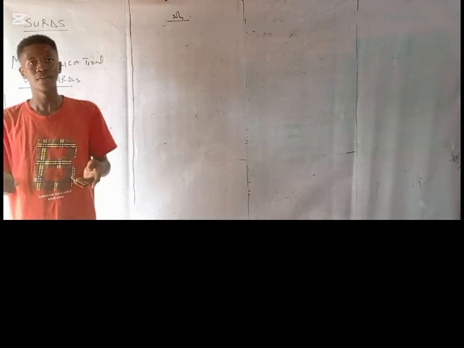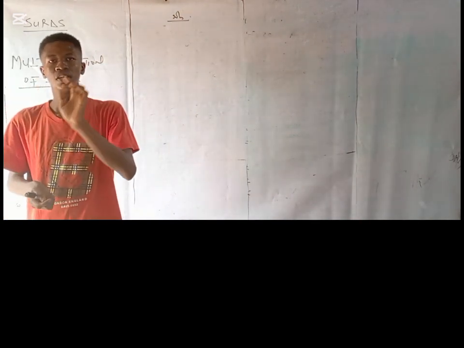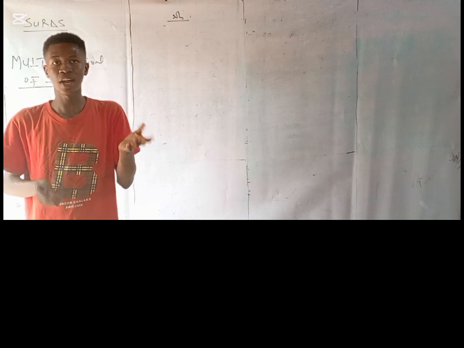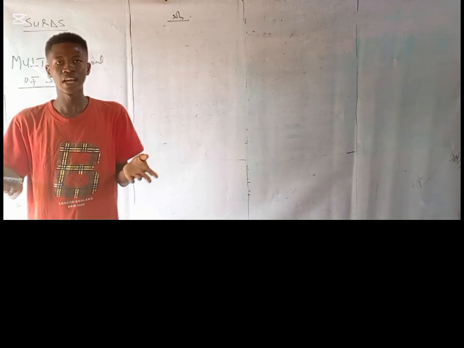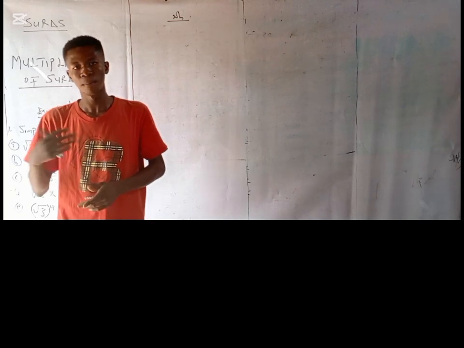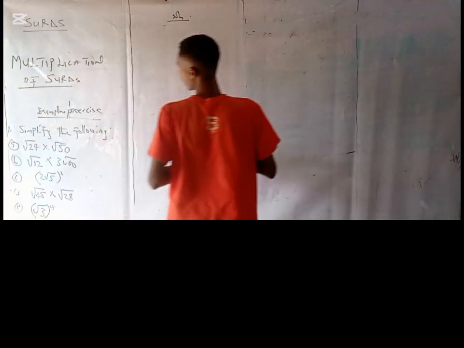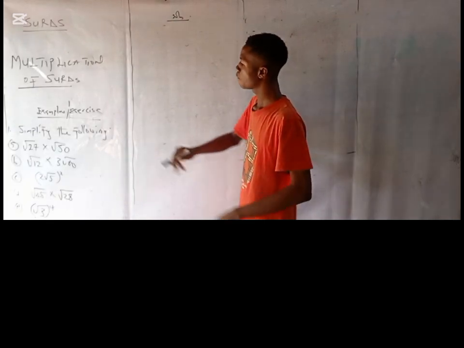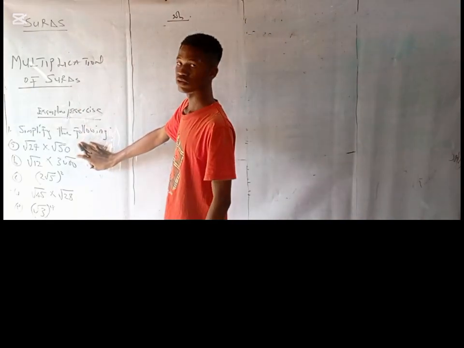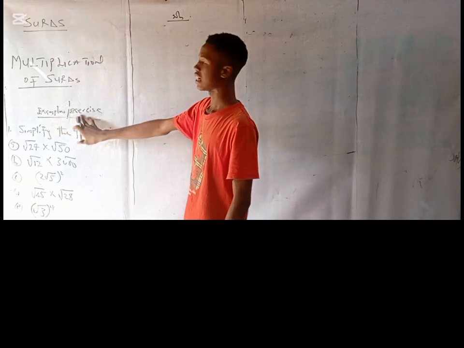I recall again. If two or more surds are multiplied, they should first simplify if possible. Then you multiply whole number by whole number and surd by surd. So in this class, I'm going to solve some problems. As you can see there, example or exercise as well.